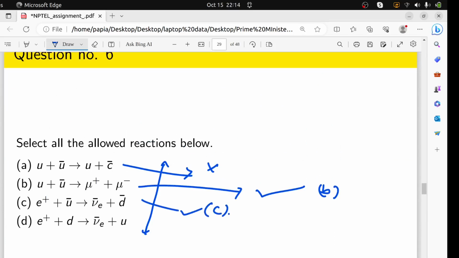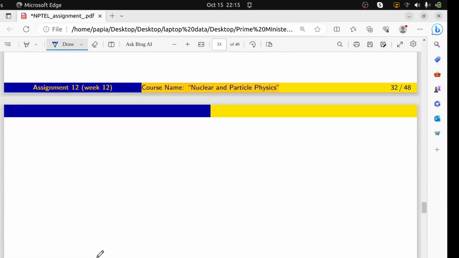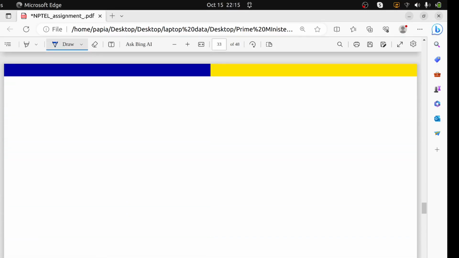So C is also allowed. Now coming to D. e plus d goes to neutrino e bar plus u. First of all, you can see that there is a neutrino. That means it will be a weak interaction.